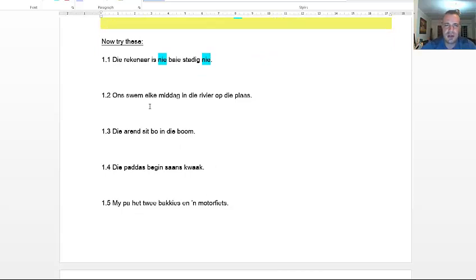Ons swem elke middag in die rivier op die plaas. A bit of a longer sentence. We swim every afternoon in the river on the farm. Look for your first verb. There it is, swim. Put a ni after it, and a ni at the end of the sentence. Die arend sit bo in die boom. The eagle sits up in the tree. There's your verb. Put a ni after it, and put a ni at the end of your sentence.